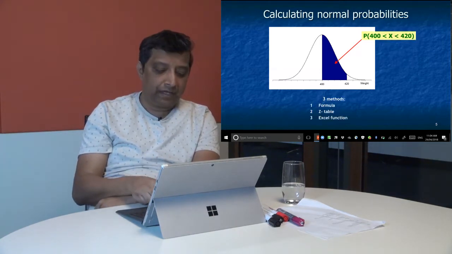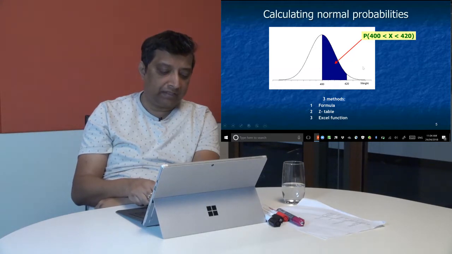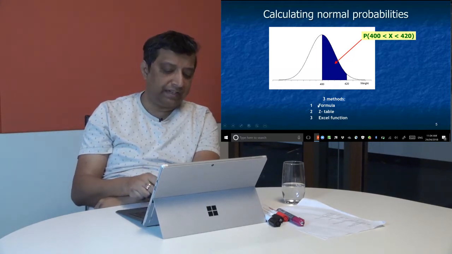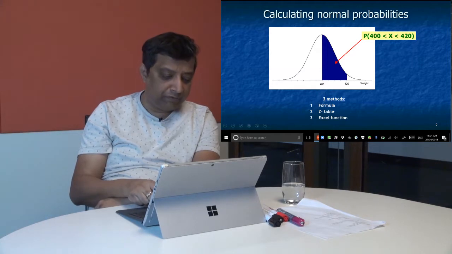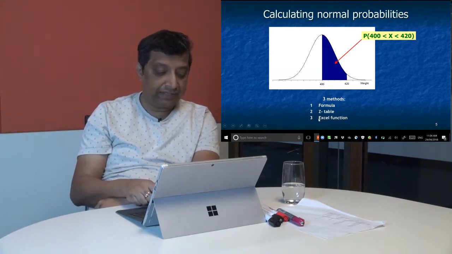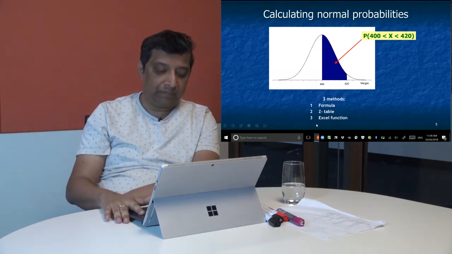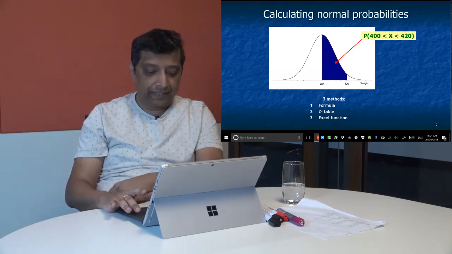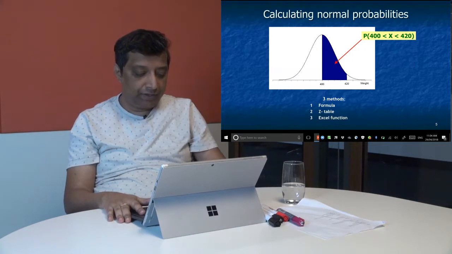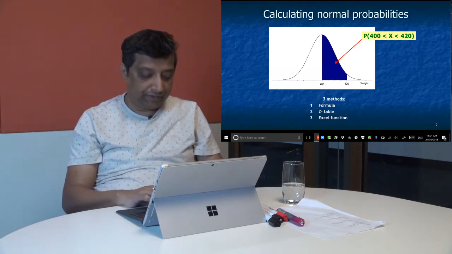It could be done in different ways. There are mathematical formulas, Z tables, but we would be using something in Excel, which is the third option, and which is the option commonly used by people these days. So I'll straight away go to Excel to show you the normdist function.